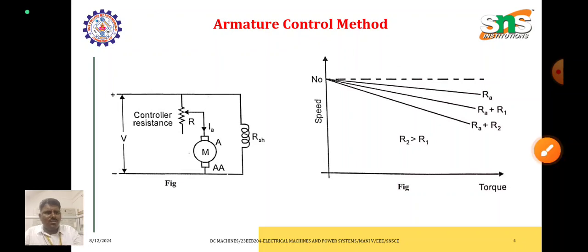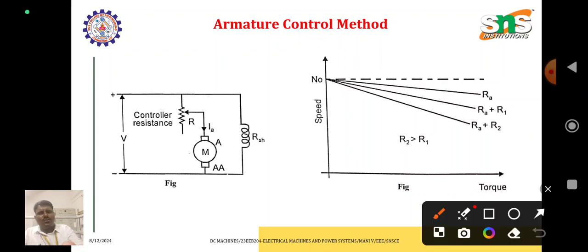In the armature control method, the armature should be controlled. The armature is connected with a controlled, variable resistance. Now you can imagine that initially the rheostat is in the maximum position. Now the current through the armature resistance is very low.